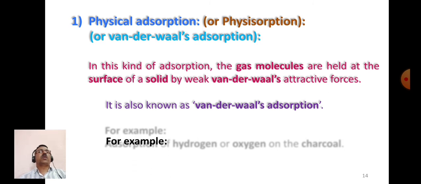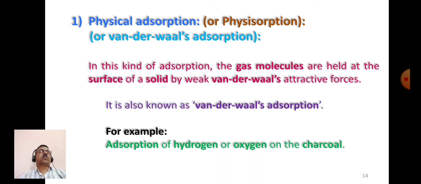For example, the adsorption of hydrogen or adsorption of oxygen on the charcoal. So the adsorption of hydrogen on charcoal is due to weak van der Waals attractive forces, or adsorption of oxygen at the surface of charcoal is also due to weak van der Waals attractive forces. So these are the examples of physical adsorption or physisorption.